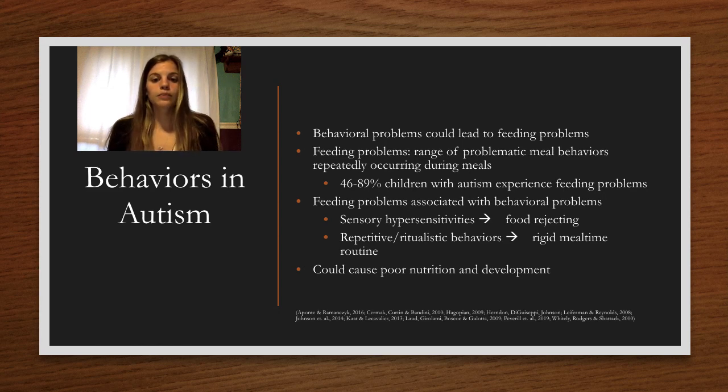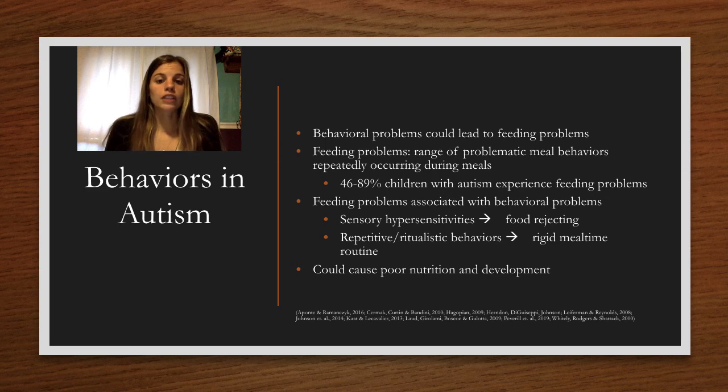Statistically, this seems to be supported, with 46 to 89% of children with autism reportedly having co-occurring feeding problems, compared to the 25% of typically developing children. Feeding problems are defined as a range of problematic meal behaviors that repeatedly occur during mealtimes. These problems can be food selectivity, otherwise known as picky eating, and oral or motor difficulties. Examples of food selectivity are selectivity by type or texture, and examples of oral motor difficulties may include dysphagia or difficulty chewing.